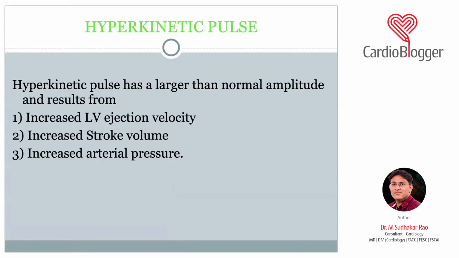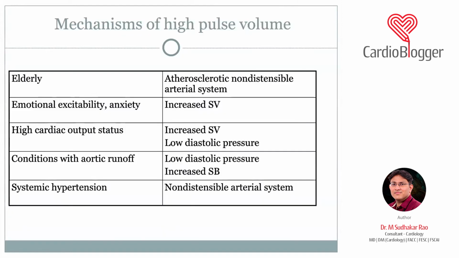Now, one important thing is the hyperkinetic pulse has a larger than normal amplitude. So it is the amplitude which is different from a normal pulse, and it can result from three different mechanisms: either the stroke volume is more, or arterial pressure is more, or the LV ejection velocity is more. As I already told you, stroke volume is more because SVR decreases in various conditions. Arterial pressure is more in systemic hypertension and atherosclerosis, and ejection velocity is increased in various high output states like anemia, pregnancy, thyrotoxicosis, and others. So these three are different mechanisms which can produce a hyperkinetic pulse.